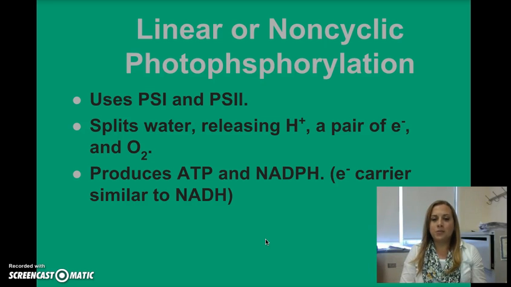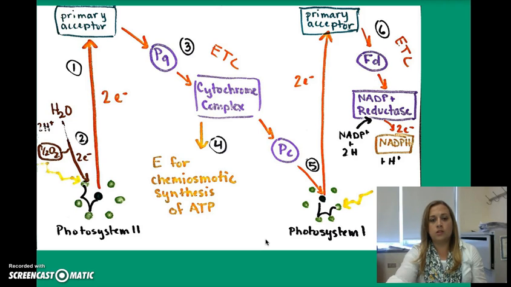An easy way to remember the difference between the two is that NADP+ and NADPH have the P for photosynthesis, whereas you have NAD+ and NADH, which has no P, so that is cellular respiration. It's just a quick trick to make sure you can identify which one works with cellular respiration and which one works with photosynthesis. So here we're going to start down here.